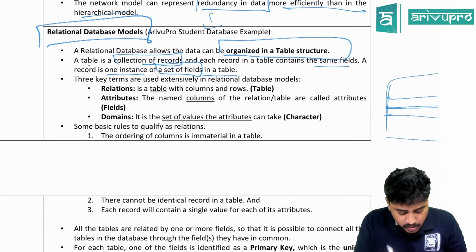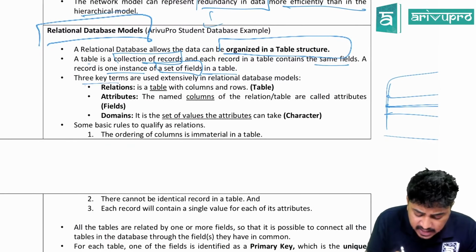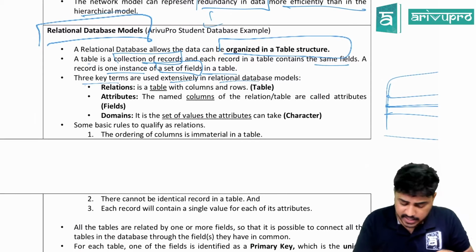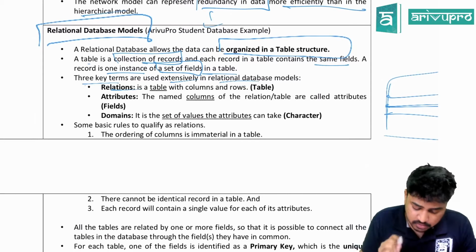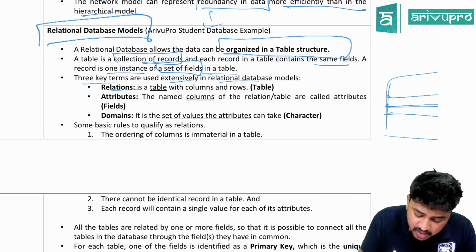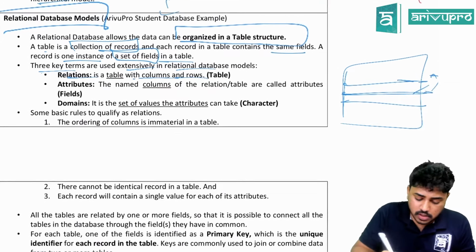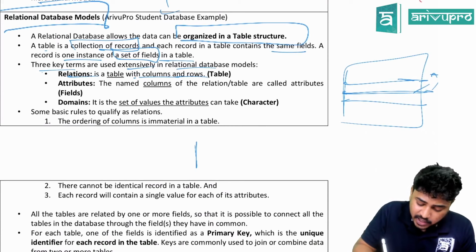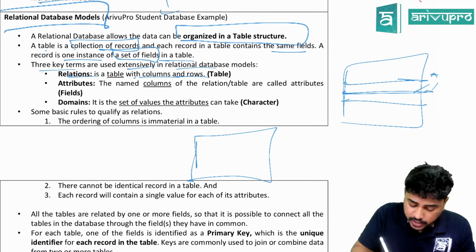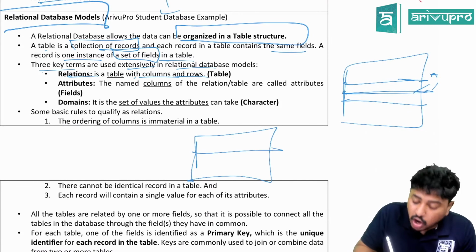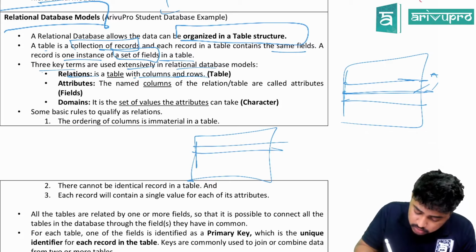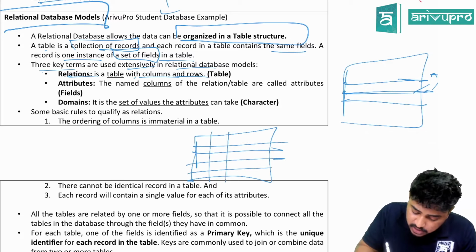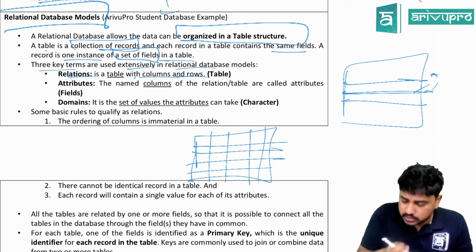Done. Now, 3 key terms are used extensively in the relational database model. Let us see. Relation is a table with columns and rows. So instead of calling it a table, they call it a relation. What is a row? This is a row. Column means this. Correct? Now this is nothing but a table.